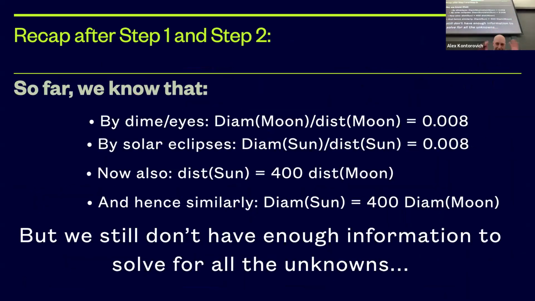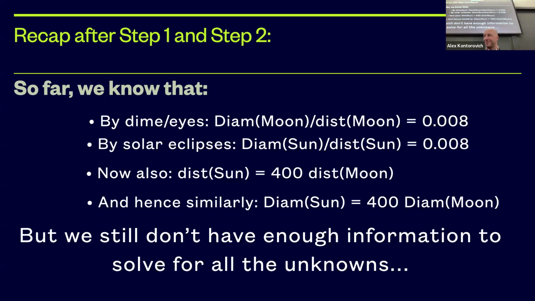All right, so let's recap. What do we know? By the dime and looking at our eye, we know that the diameter of the moon, relative to the distance to the moon, is 8/1000ths. We know the same holds for the sun because of solar eclipses. And what we just learned is that the distance to the sun is 400 times the distance to the moon. But because they have the same ratio, that means the diameter of the sun is 400 times the diameter of the moon.